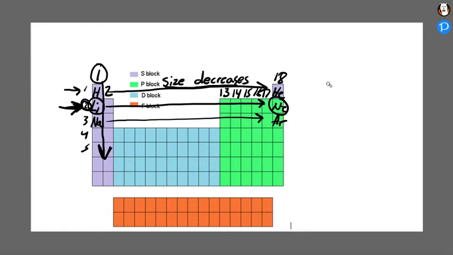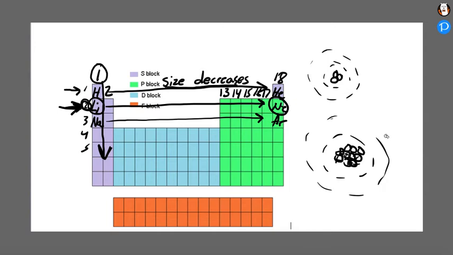So let's take a look at lithium. It has 3 protons, so 1, 2, 3. That's 3 positive charges. And we'll put here the first energy level with its electrons, and then it's got that second energy level. But neon has 1, 2, 3, 4, 5, 6, 7, 8, 9, 10 protons. That's 10 positive charges in the center of that nucleus. But again, it only has 2 energy levels for its electrons.